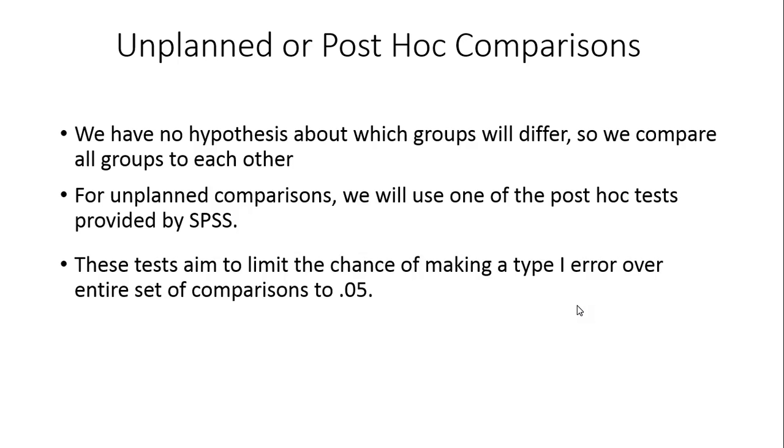So they will allow each pair of the 3 groups to be compared. So there'll be 3 comparisons. So group 1 will be compared to group 2, group 1 will be compared to group 3, and group 2 will be compared to group 3. And SPSS, when using a post hoc test, and when deciding whether any of those pairs differ significantly, will keep the alpha level or their type 1 error rate over the set of comparisons at 0.05. We don't need to know how it does that. It's sufficient to know that the type 1 error rate will be kept at 0.05 when you use one of the post hoc tests provided by SPSS.